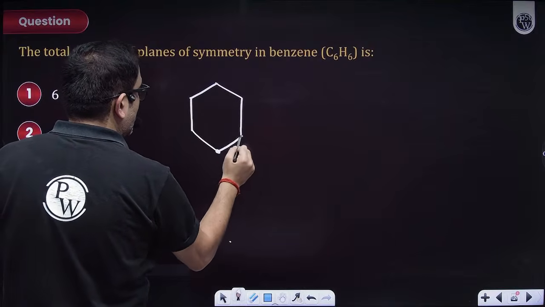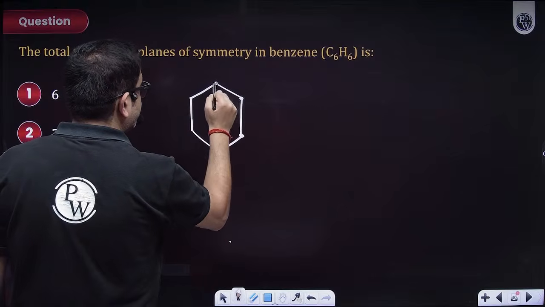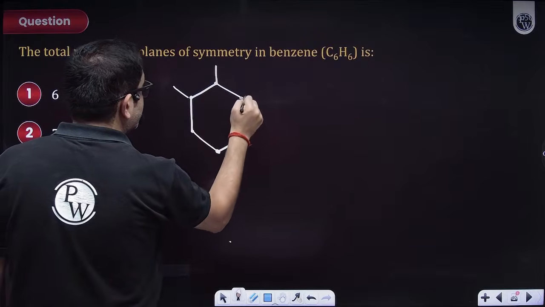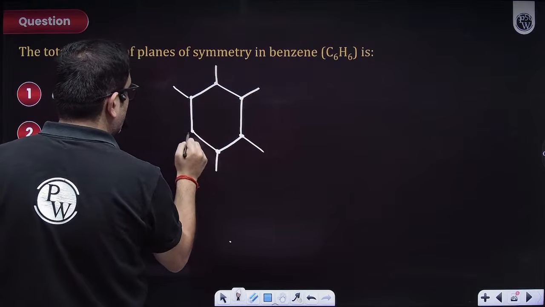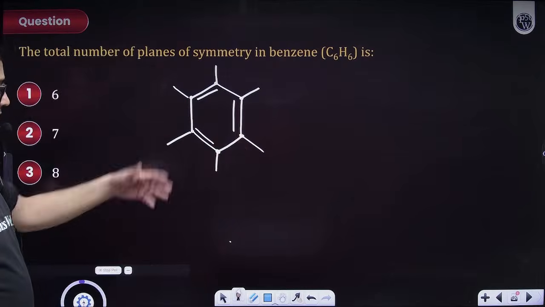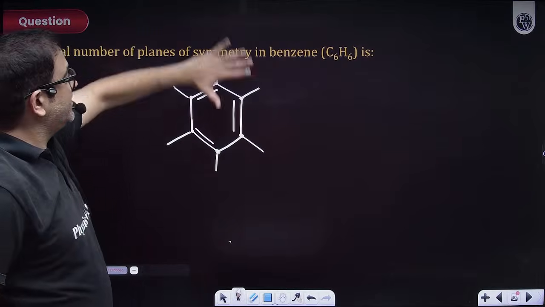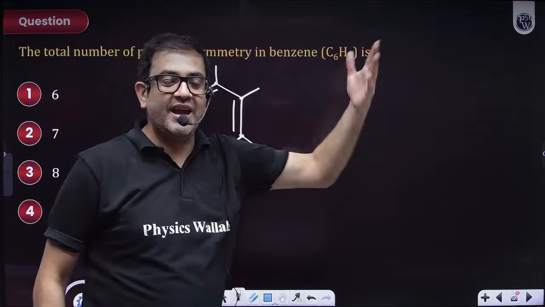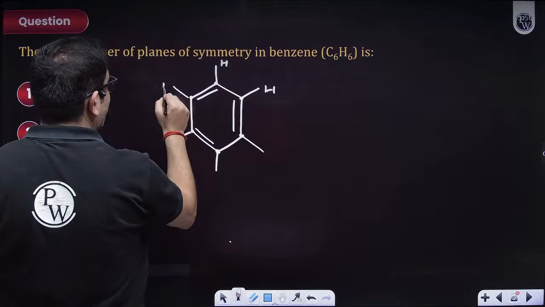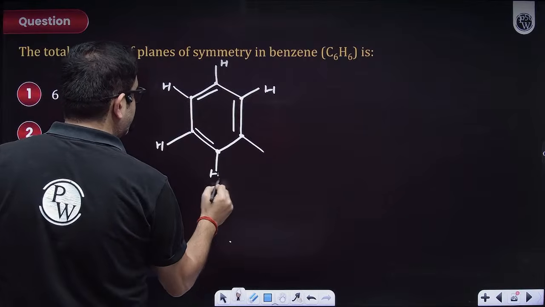So these all are CH. And obviously these hydrogens are in the same plane, and then we have the alternate pi cloud. Every hydrogen, nobody is up, nobody is down. Every carbon and hydrogen is in the same plane. This is an easy thing.